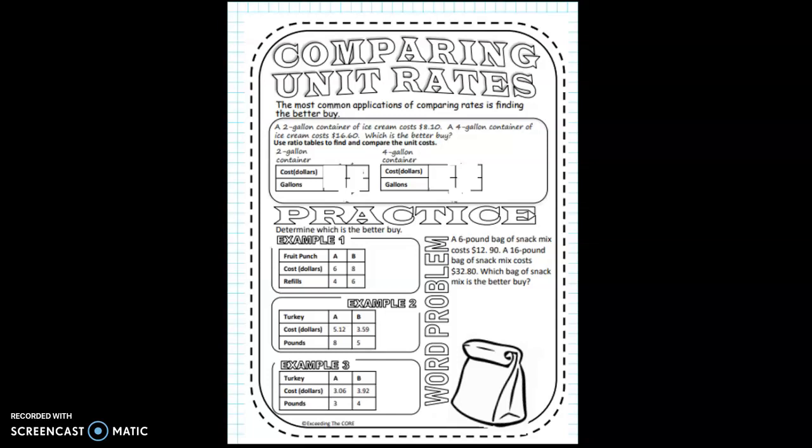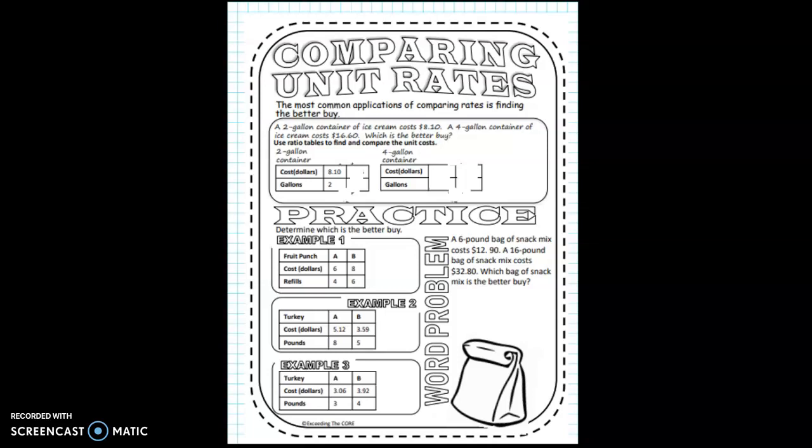Use ratio tables to find and compare unit costs. First, set up two tables with cost over gallons. One we'll use for the 2-gallon container, the other for the 4-gallon. The 2-gallon container costs $8.10 for 2 gallons. But we want to know the unit cost, so we need to find the cost for 1 gallon.